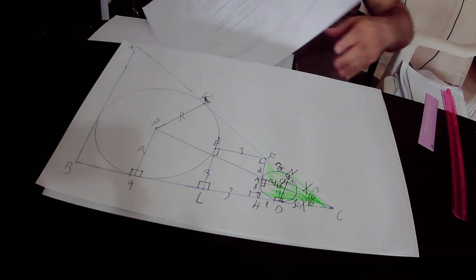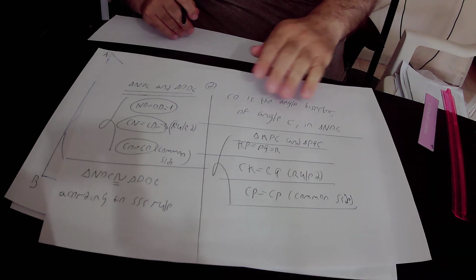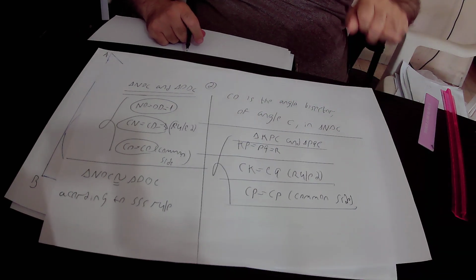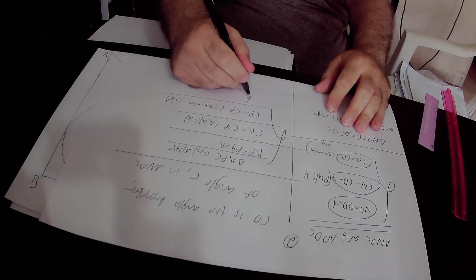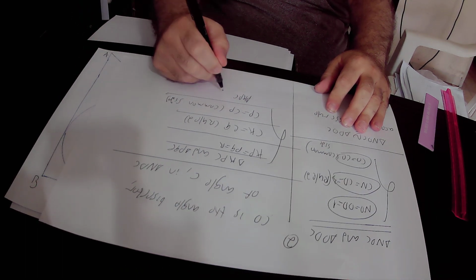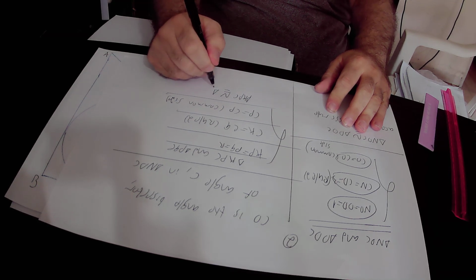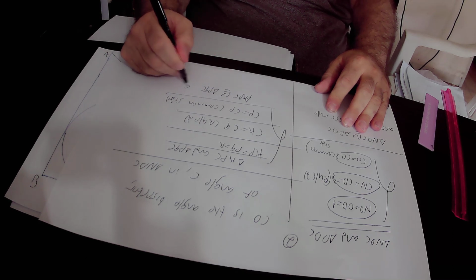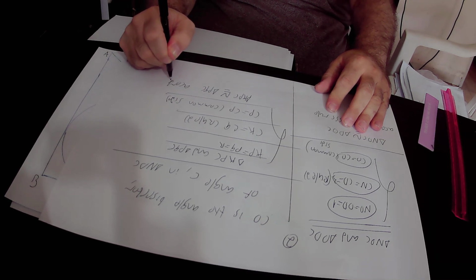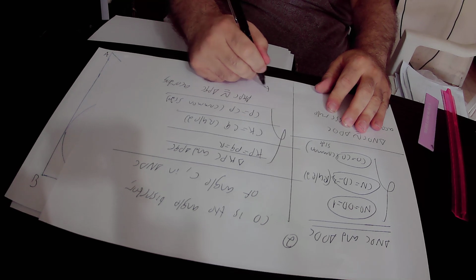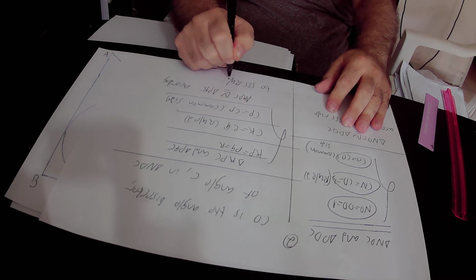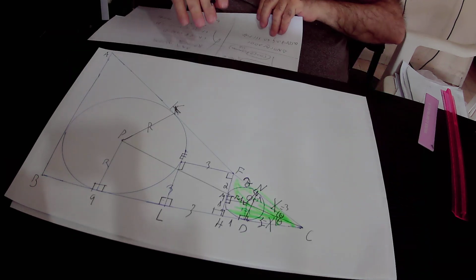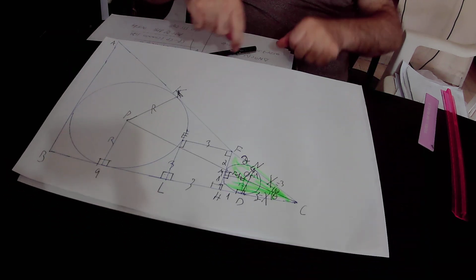So we actually proved that the two big right triangles are congruent to each other according to the side rule. So I write it down. We proved that the right big triangle KPC is congruent to the right big triangle PQC according to side rule.